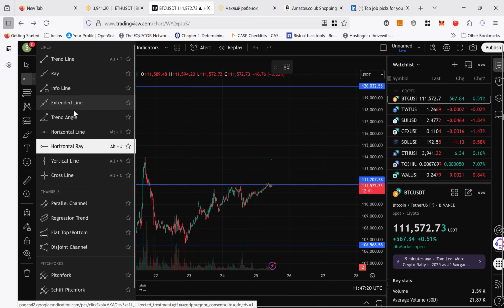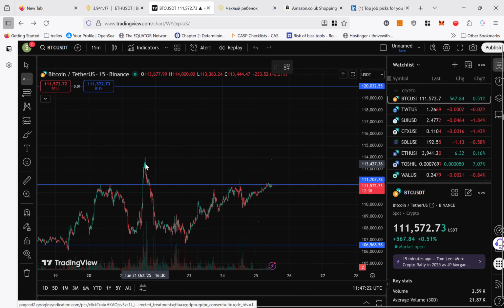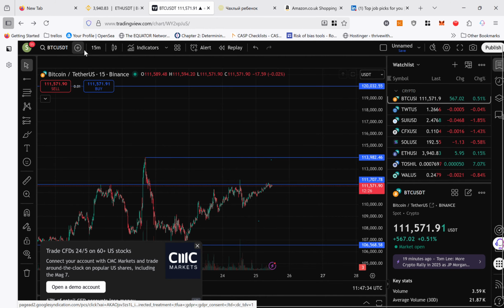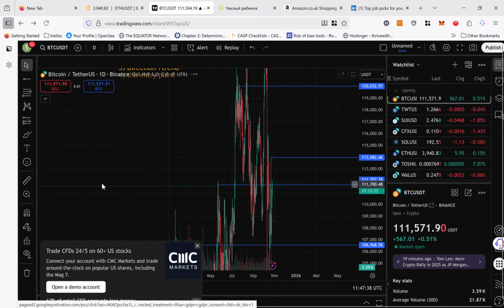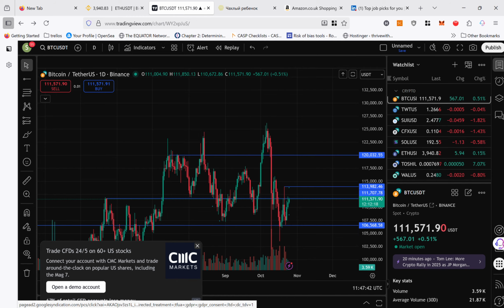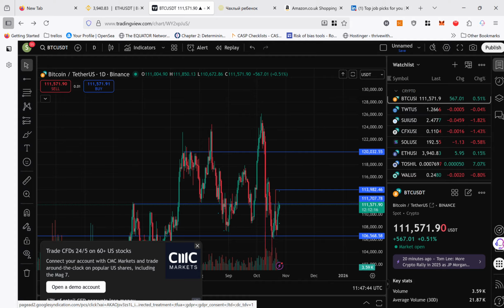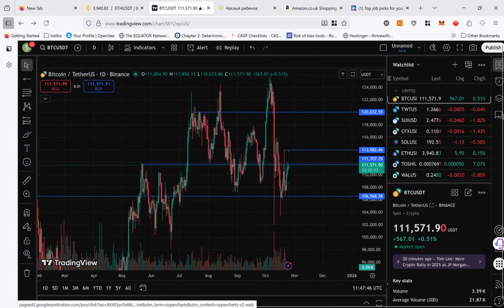Come on, why is it giving me horizontal ray? There we go. Can I move it? That could be another one coming. What else did I want to say here? Okay. If I look at this again, let me sort out my screen.